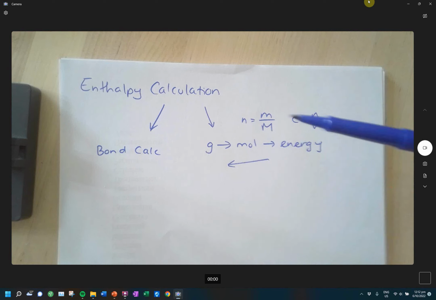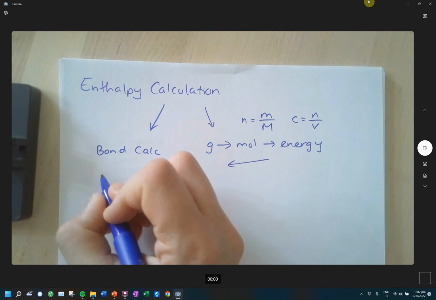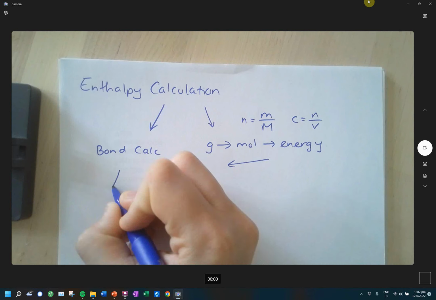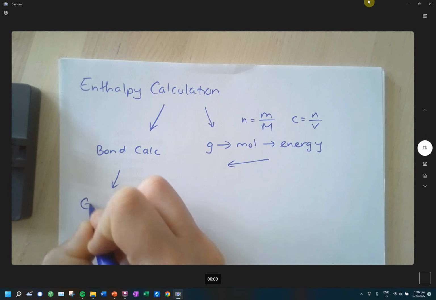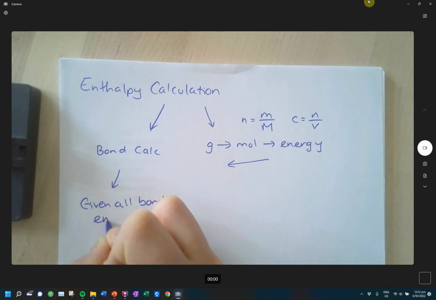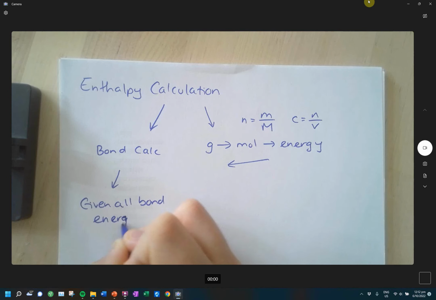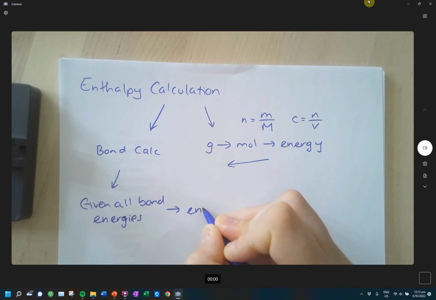So what I'm going to do is split this up into basically 5 different videos to explain each type of calculation. So the first one we're going to be looking at is the bond calculation. Now the bond calculation again works in 2 different ways. You could be given all bond energies, and then from that you need to figure out the enthalpy, which is that delta H.